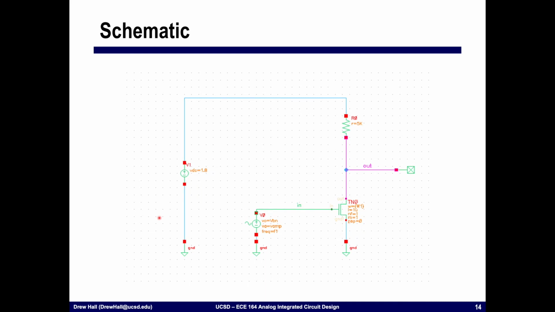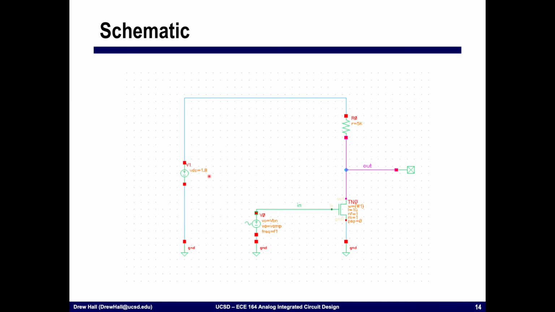I've used ground, and this is a very important point in Cadence. It always needs a reference point. Okay, we always talk about ground being our reference point. Cadence needs to know what reference point you're talking about. So we always need to have a ground tag. From this ground tag, I've applied a DC voltage that I'm going to use as my supply voltage. And so I've set this to be 1.8 volts.